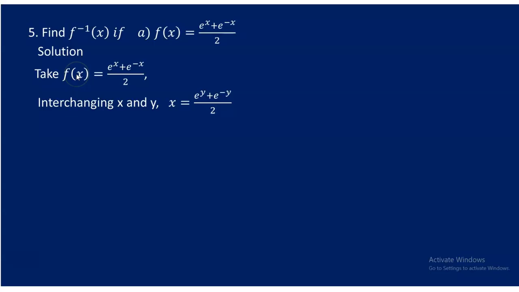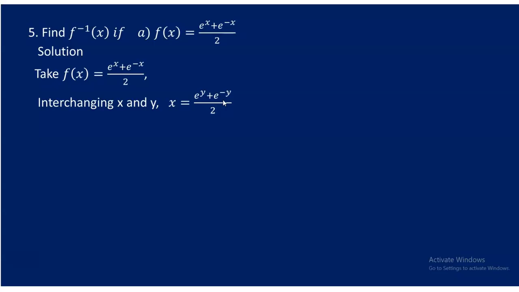So now, according to the way we apply to determine the inverse of the function, we have to interchange x and y, right? If you assign this to be y, it's going to be x. When you interchange x and y, the two x's become y. So x is equal to (e to the power of y plus e to the power of minus y) over 2. Now, what is our next task?